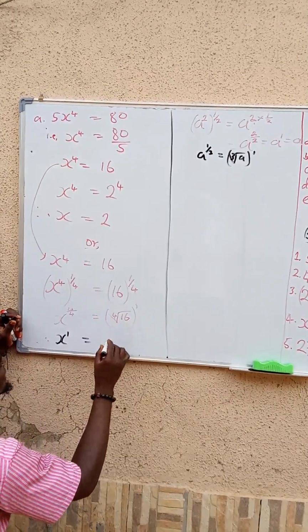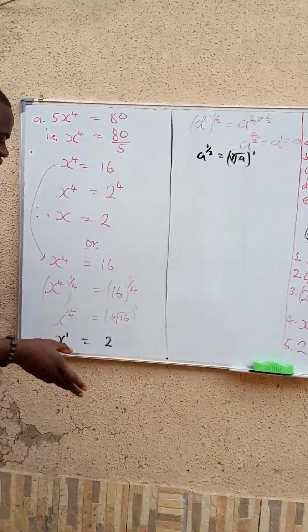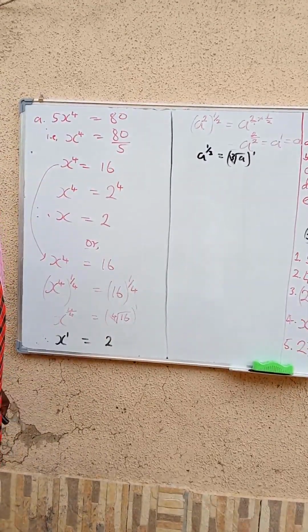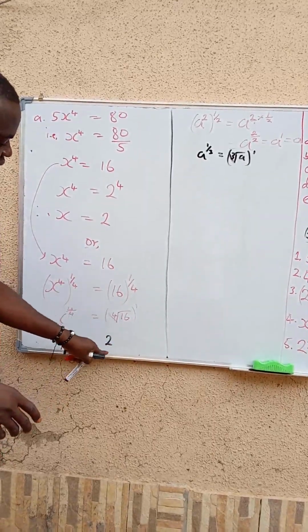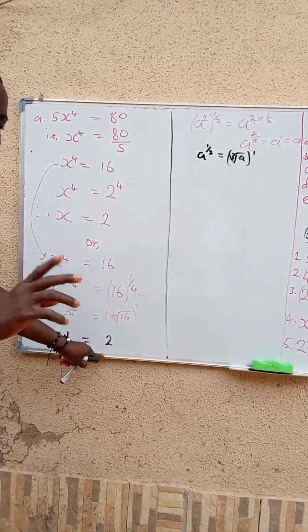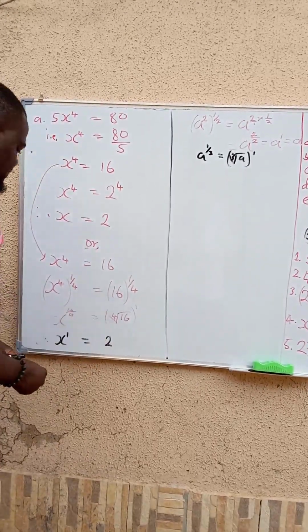The 4th root of 16 is 2. That is, the 4 numbers that you multiply, they must be the same, to give you 16. 2 times 2 is 4. 4 times 2 is 8. 8 times 2 is 16. That is the number, the 4th root of 16.